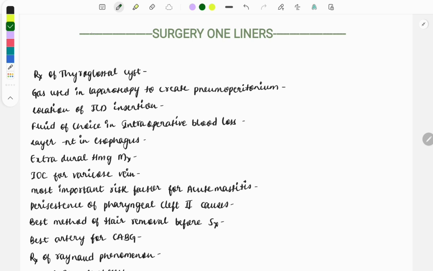Those who have already finished reading surgery at least once will understand it, and it will help them in their preparation. The format of the question may not be the same as in the PYQs, because I've tried to make the questions short and focus on what is asked. Try to focus on the main concept. Okay, so let's see certain important points.